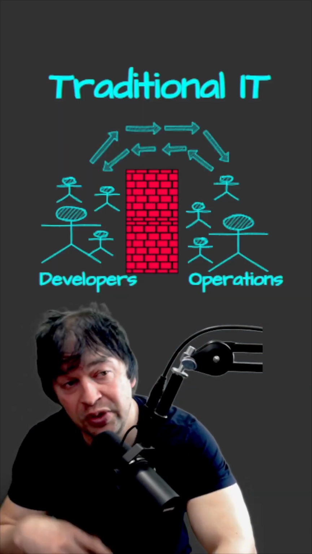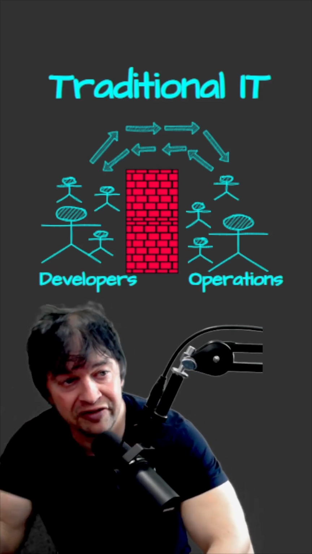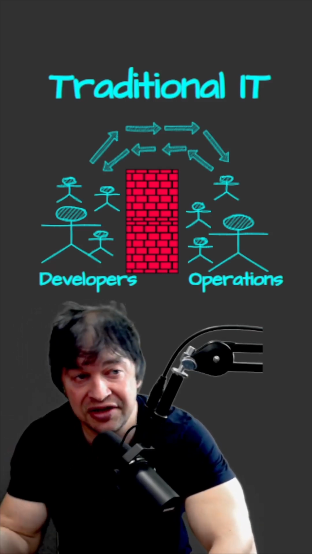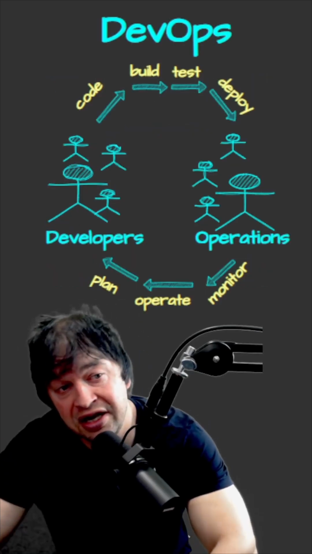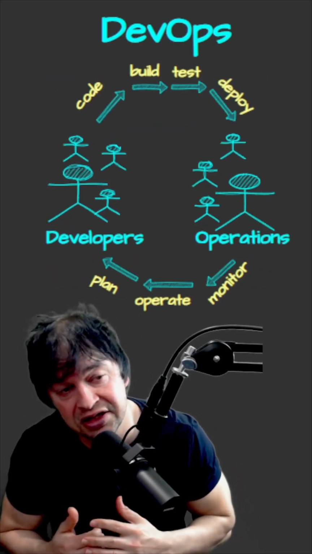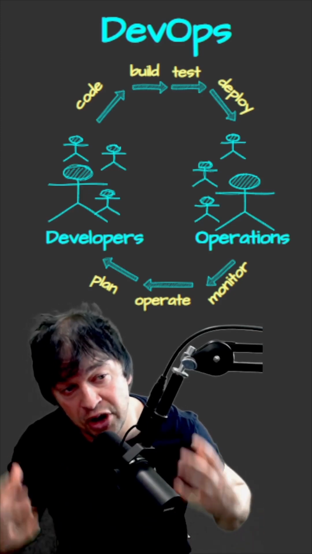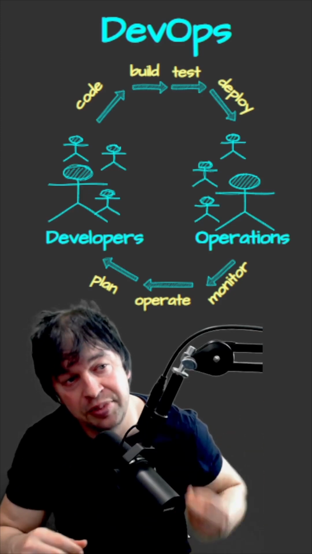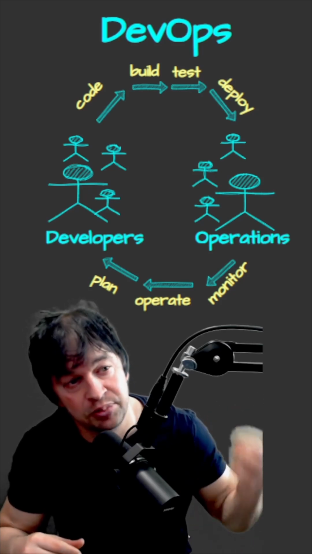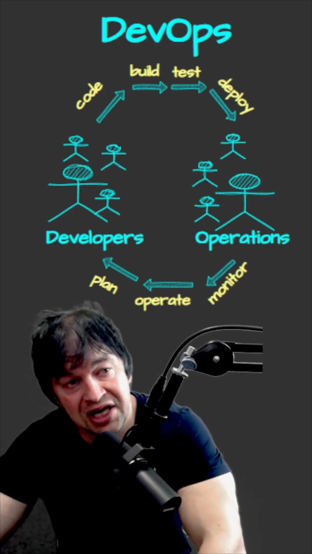In my video, we cover traditional IT. Developers make changes to code, throw it over the wall. Operations find bugs and throw it back over the wall. And then DevOps was born. DevOps is a set of cultural philosophies in software engineering that allows engineers to implement processes, which allows developers to code, build, and test and deploy, as well as monitor, operate, and plan. This forms the DevOps lifecycle.